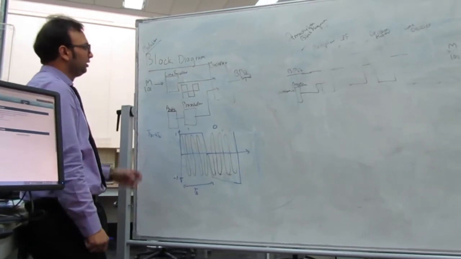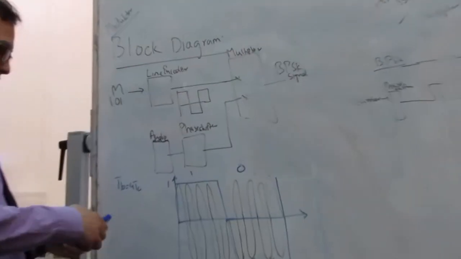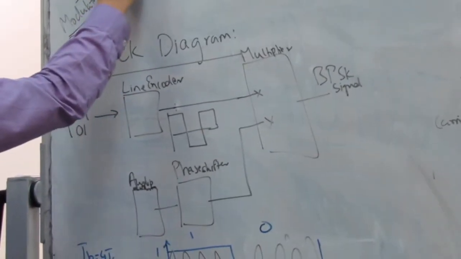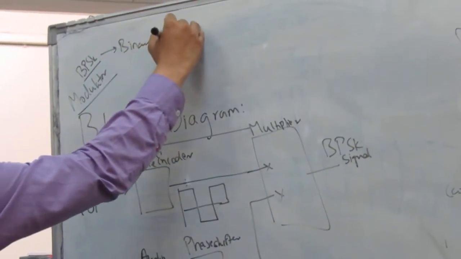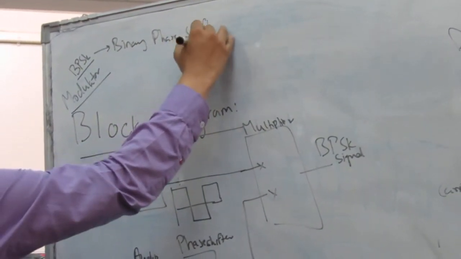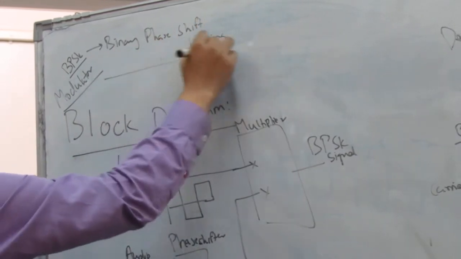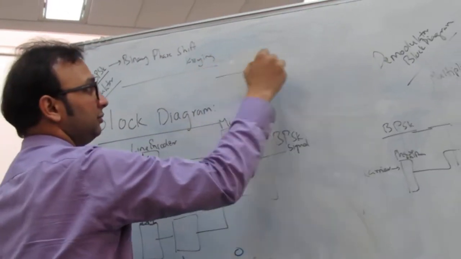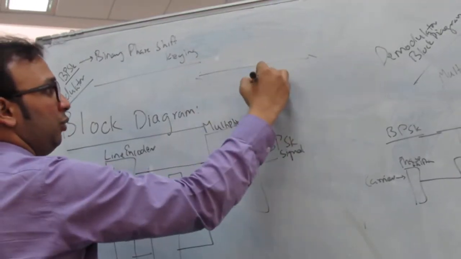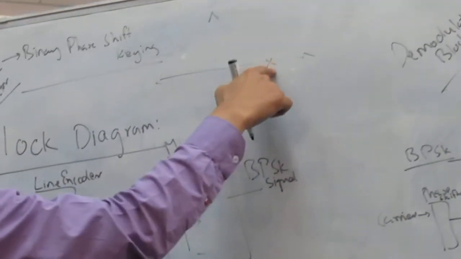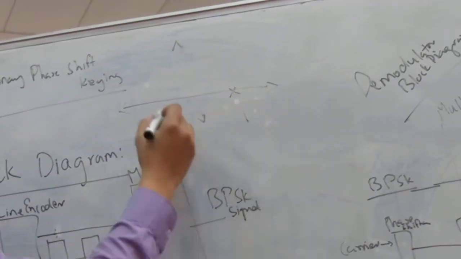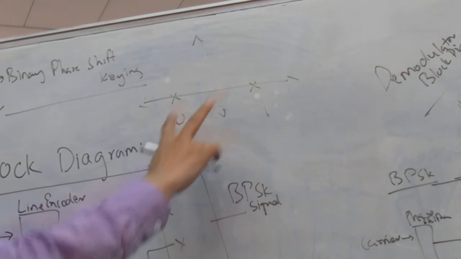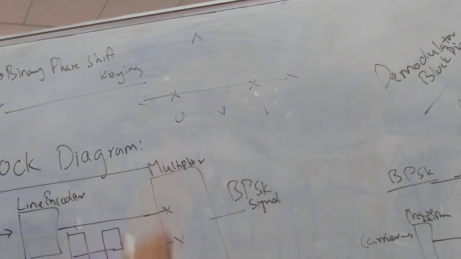Okay. So we look at the modulator block diagram, and this is a BPSK modulator, which is binary phase shift keying. In other words, there will be two phase changes. If you look at the constellation diagram, whenever it's a 1, the phase of the carrier is 0. Whenever it's a 0, the phase is 180. So there are two phases representing 1 and 0.